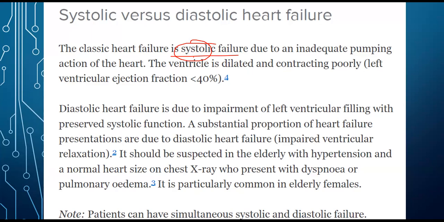If it cannot contract, what will happen to the ejection fraction? Because ejection fraction depends on the cardiac output. If your heart is not pumping, cardiac output will be reduced. Obviously, your ejection fraction will be reduced. In a normal person, 35 to 45 is usual ejection fraction, sometimes even up to 60. But less than 35 is what we call possible heart failure.